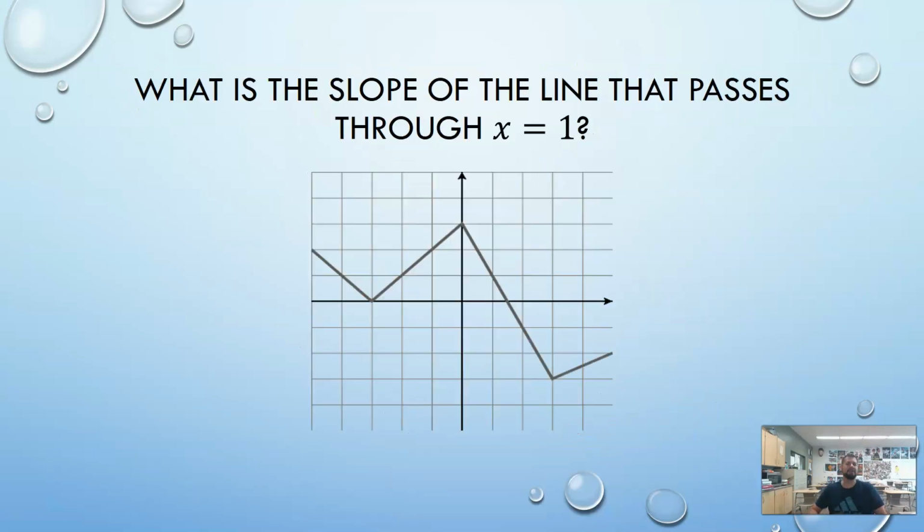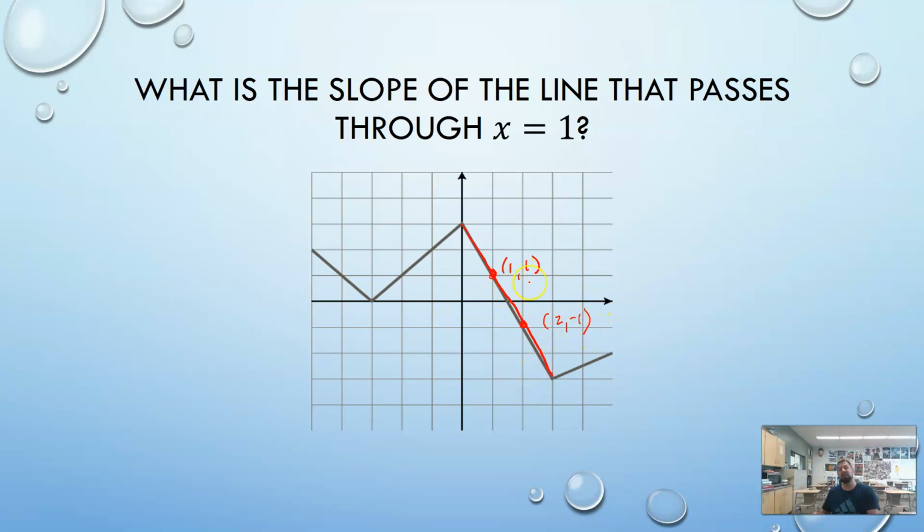Here's another type of question you might be asked. What is the slope of the line that passes through x equals 1? You'll notice we have like a piecewise function here that behaves differently depending on where we're looking at the graph. X equals 1 is right there, and if I wanted to find the slope of the line that passes through that point, what we would do is say, okay, I'm going to choose 2 points that I can see on the graph. Here's 1 point. 1, 1 is a point that's on the graph. I can also see that the point 2, -1 is on the graph.